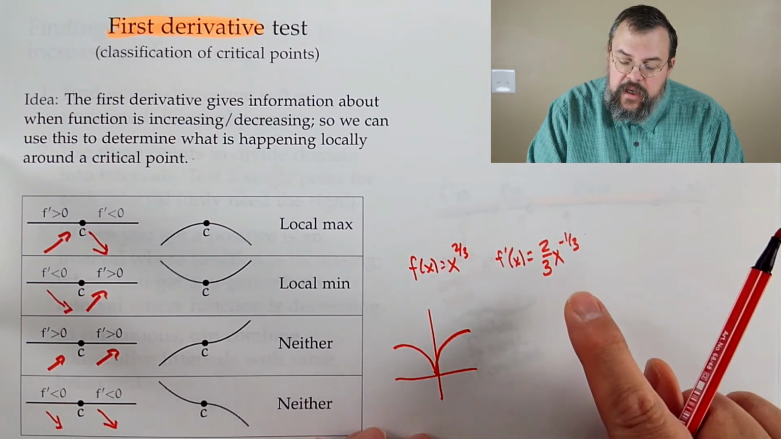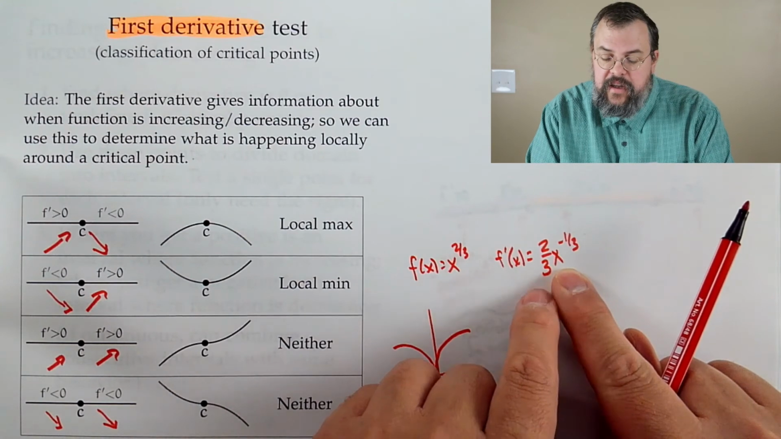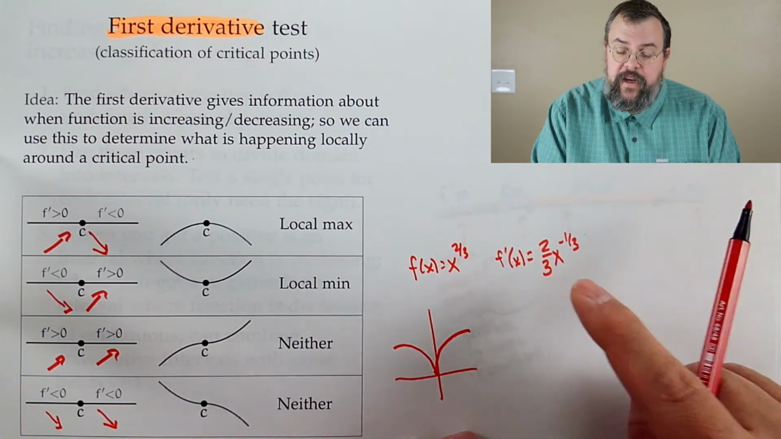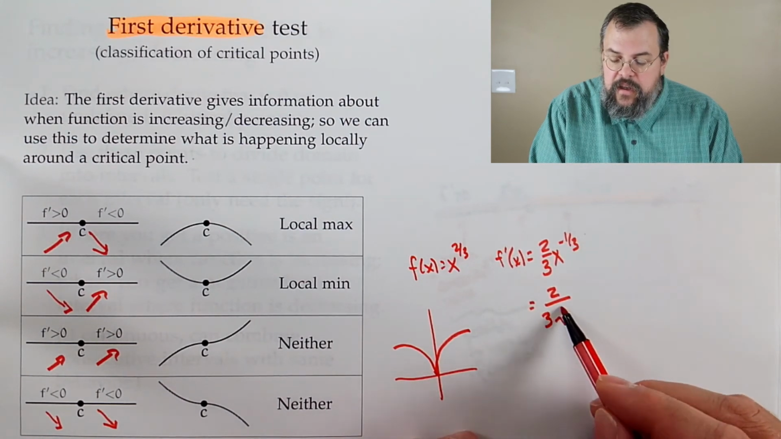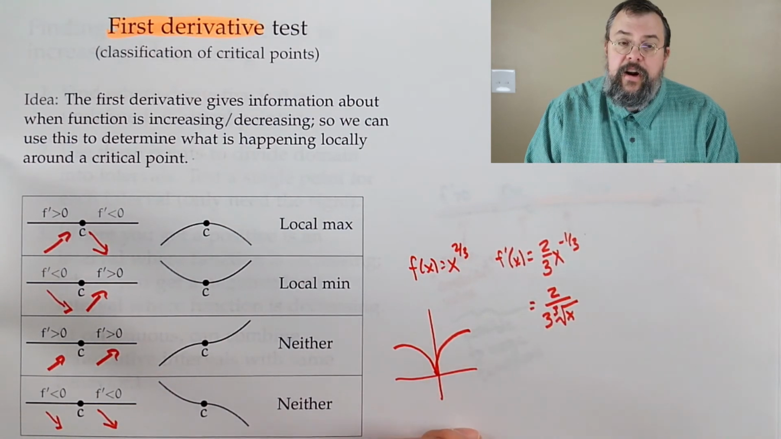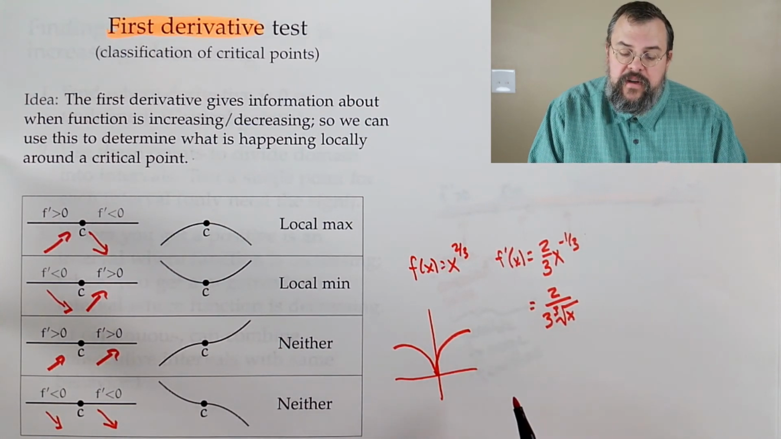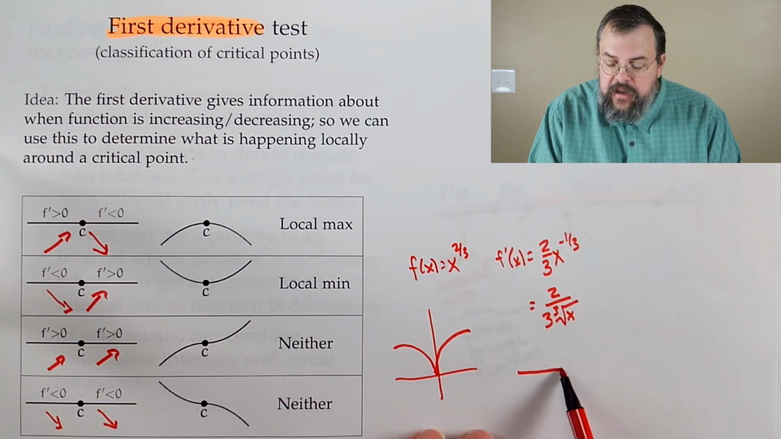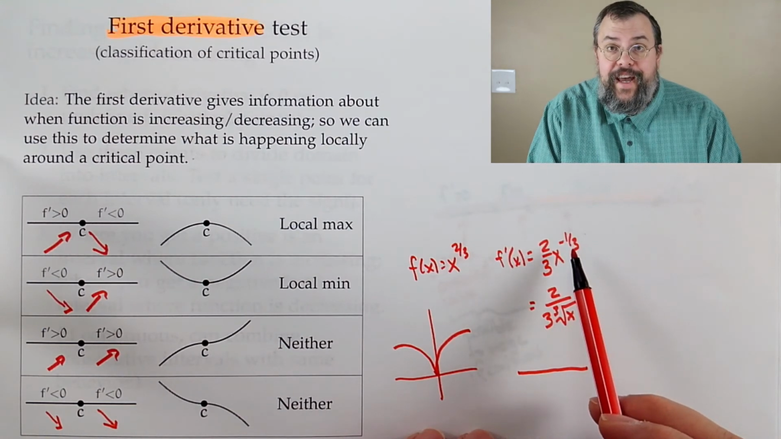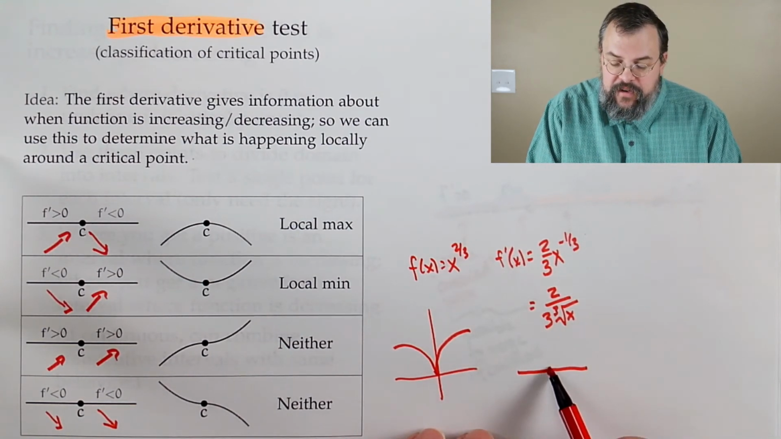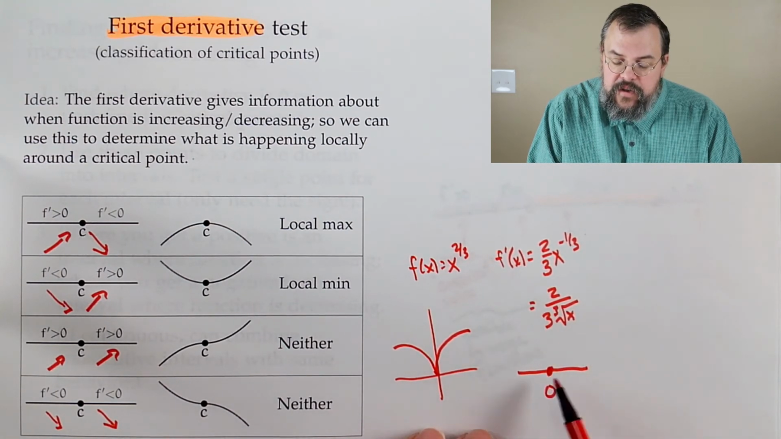Now, if you plug in a positive value and get the negative 1/3 exponent, that's going to be a positive output. By the way, if you're not comfortable with that, you can write this as 2/3 times the cube root of x, in a more algebra-friendly way. The cube root of a positive number is positive. So there's a critical point at 0, because at 0 you'd have 0 to a negative exponent, which means you're blowing up.